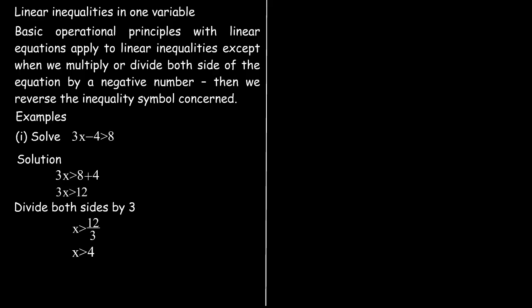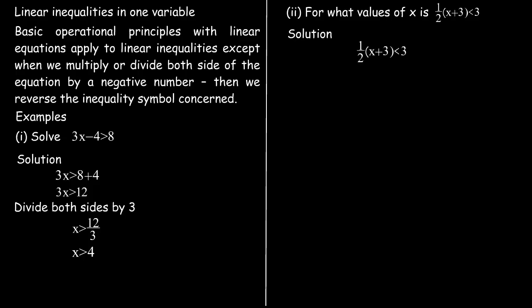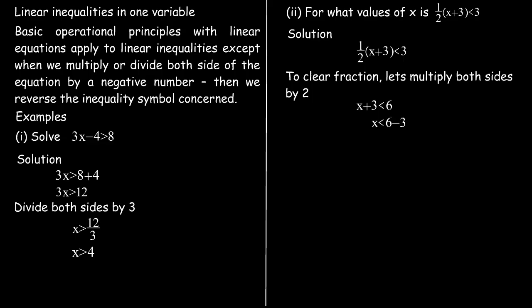For the second example, we have: for what values of s is 1 over 2 in bracket s plus 3 less than 3? For our solution, 1 over 2 in bracket s plus 3 less than 3. To clear the fraction, let's multiply both sides by 2, and when we do that, it becomes s plus 3 is less than 6, which makes s less than 6 minus 3, and s less than 3.